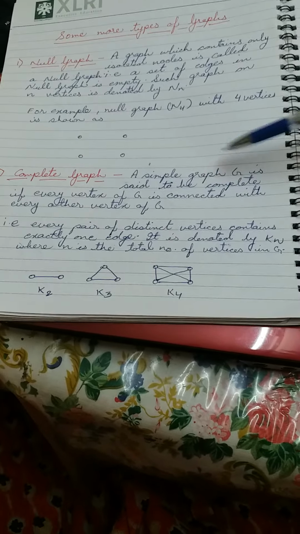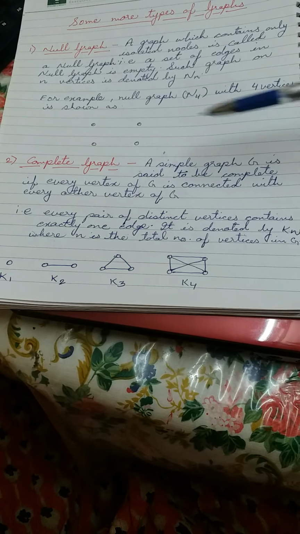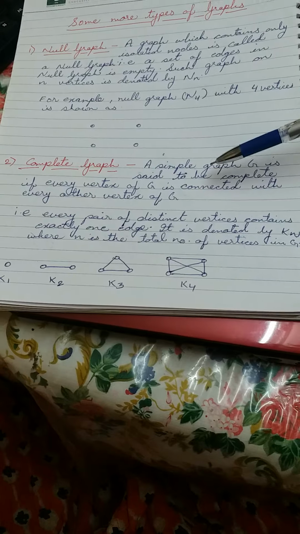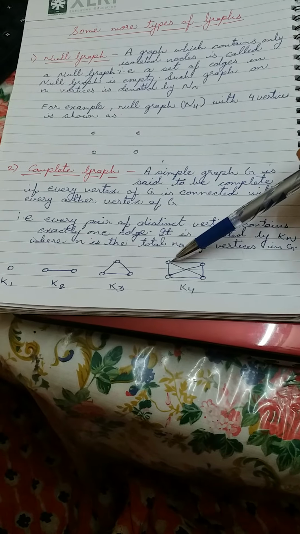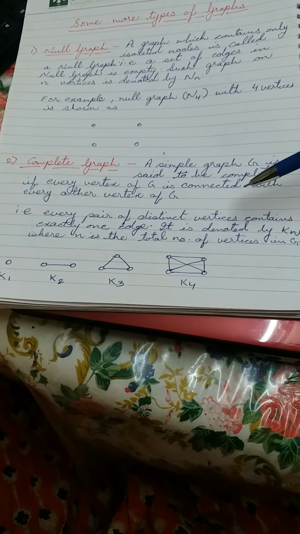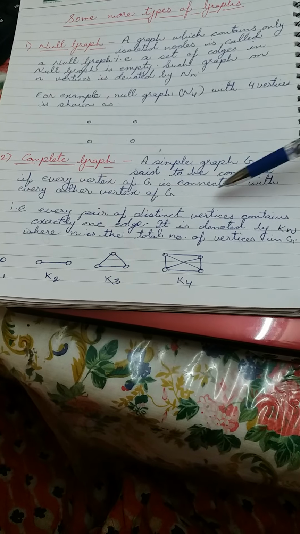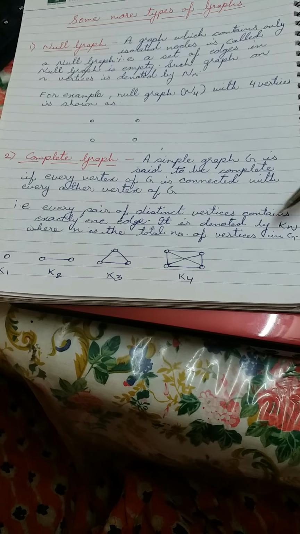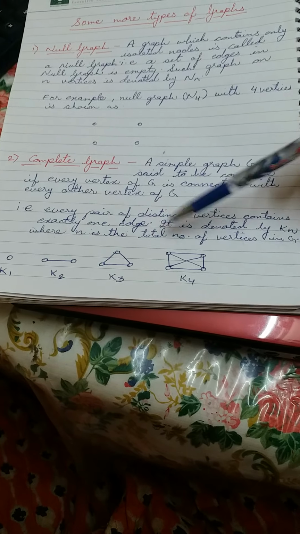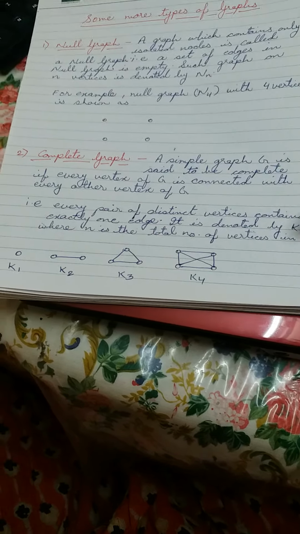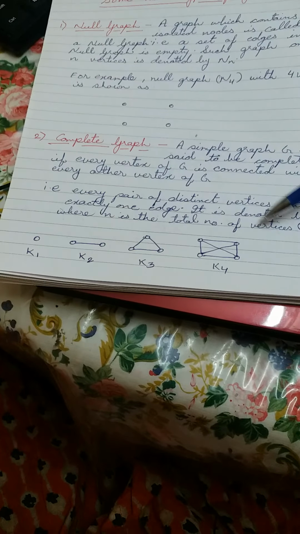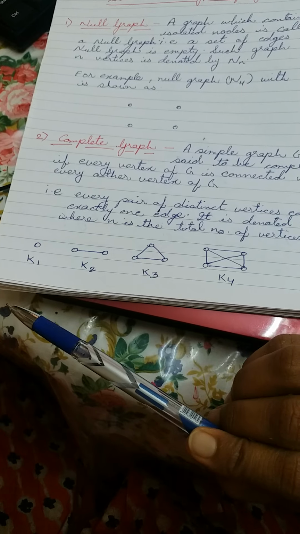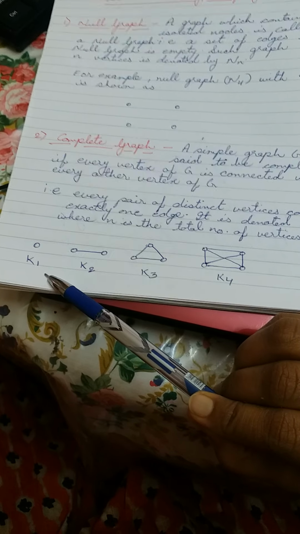Next one is complete graph. A simple graph G is said to be complete if every vertex of G is connected with every other vertex of G. That means all the vertices are connected to each other. Every pair of distinct vertices contains exactly one edge. It is denoted by Kn, where n is the total number of vertices in G. I have shown 4 different types of graph. K1, only a single isolated vertex, is also a complete graph.